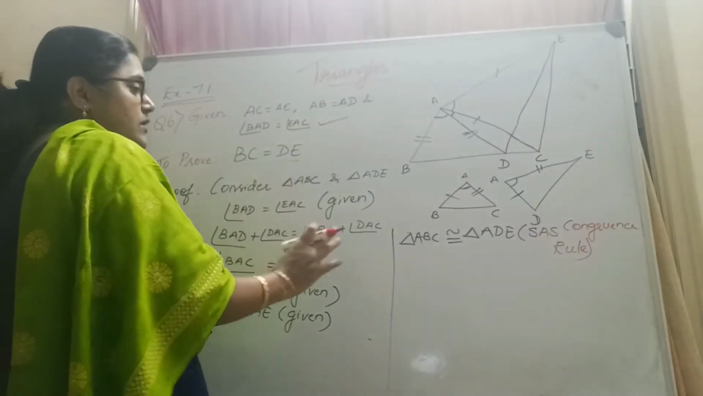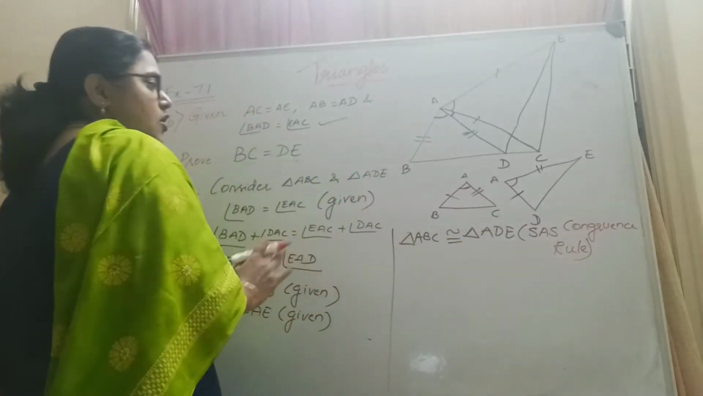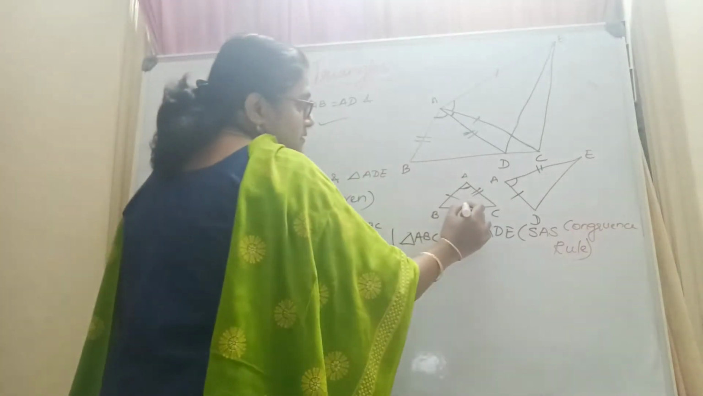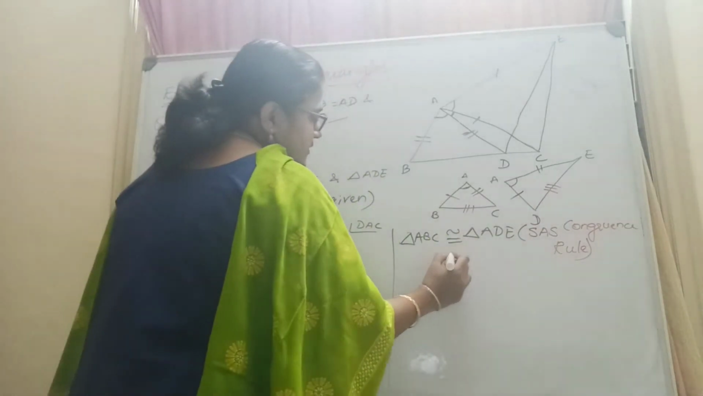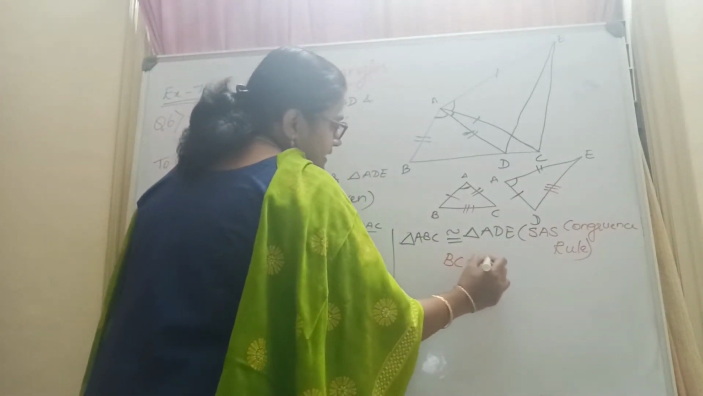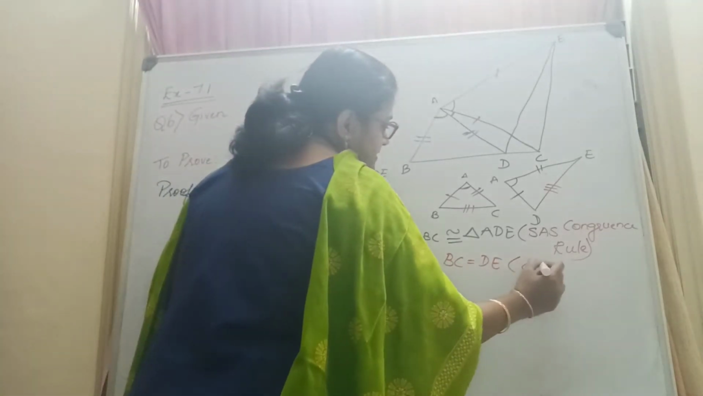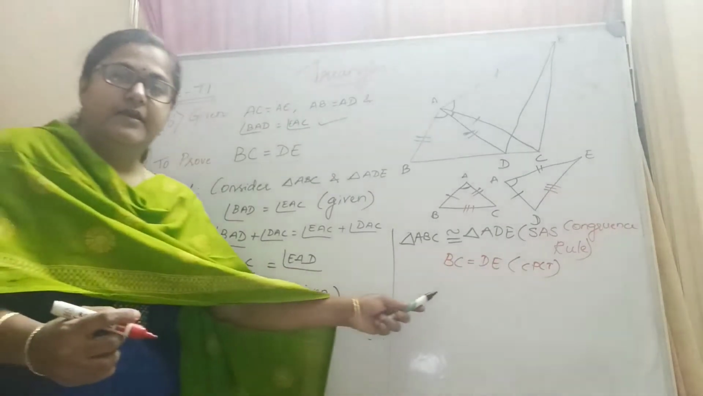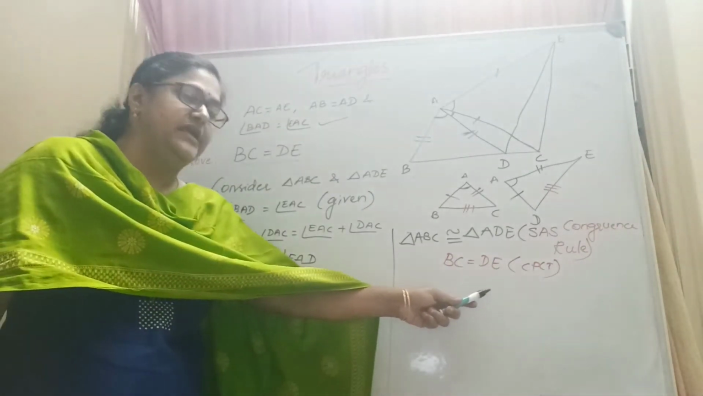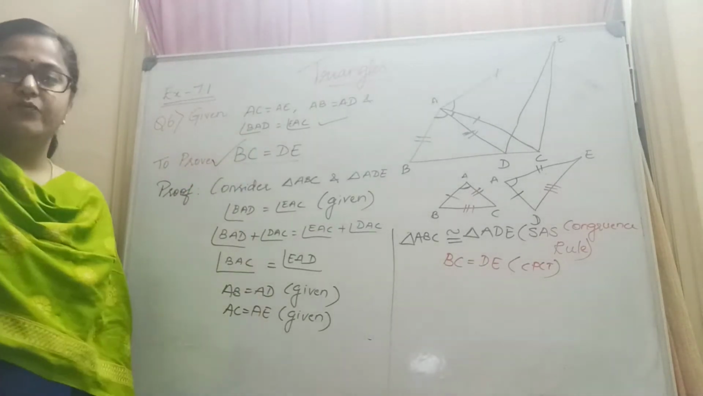Now, since both the triangles are congruent to each other, obviously their third side will be equal to each other. That is, BC is equal to DE by CPCT. This is what we were asked to prove, right? BC is equal to DE, that is by CPCT. That is what we were told to prove.